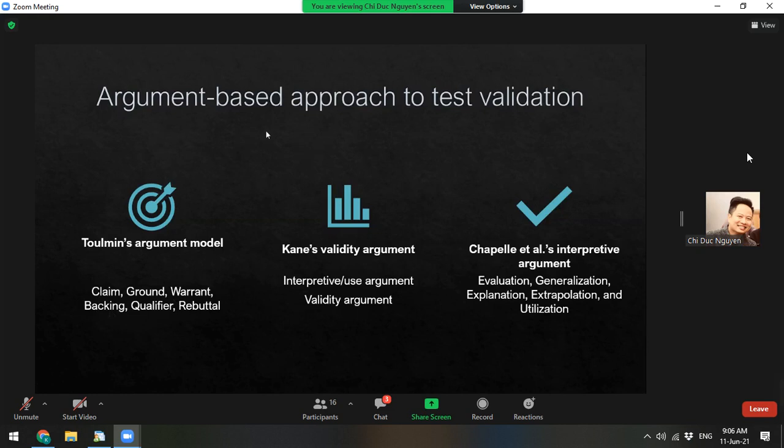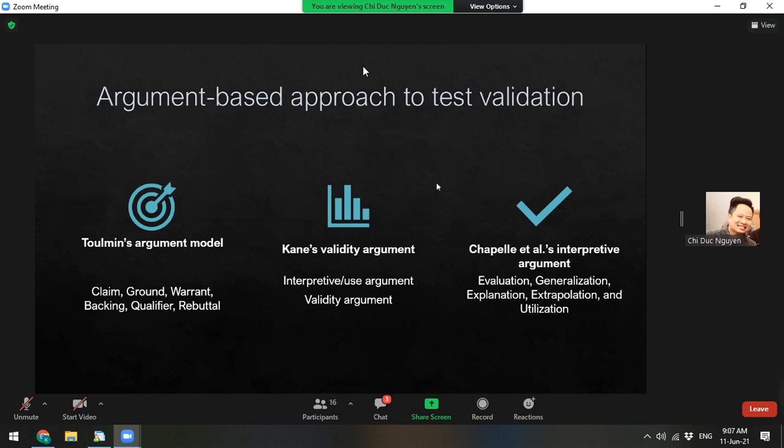And I will spend more time introducing the model proposed by Kane about validity argument with the two main components. The first one is interpretive argument, and the second one is validity argument. And finally, I would like to introduce some kind of changes to the original version proposed by Kane because his original version has some kind of shortcomings. And from that, we have some kind of modified version proposed by Chapelle and his colleagues.